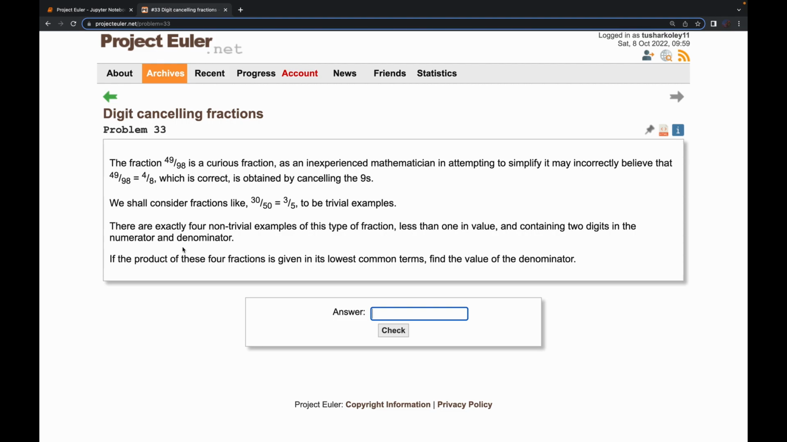such an example. The problem says there are exactly four such terms available, for all two-digit numerators and denominators, and the fraction should be less than 1. This one is one of them, and we'll have to figure out the other 3. Okay, let's see how we can do it.